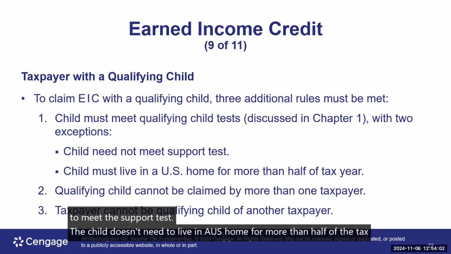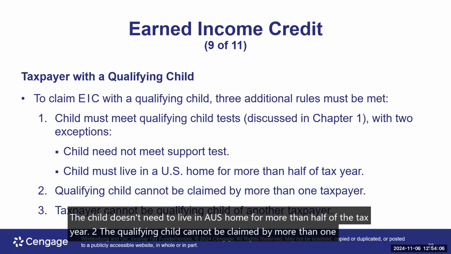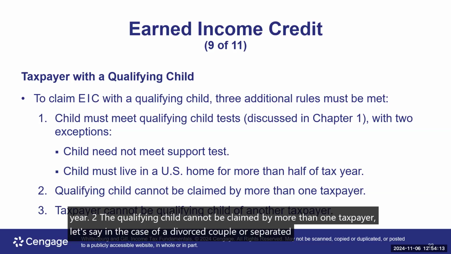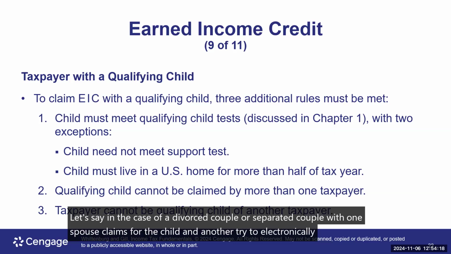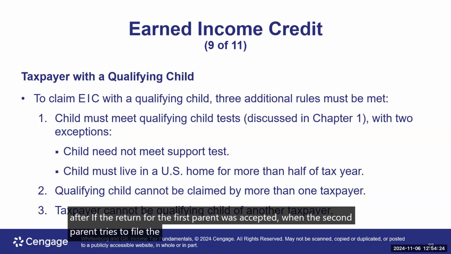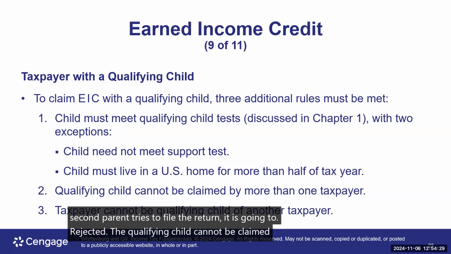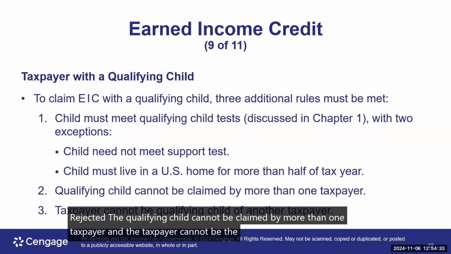2, the qualifying child cannot be claimed by more than one taxpayer. Let's say in the case of a divorced or separated couple, one spouse claims the child and the other tries to electronically file their return afterward. If the return for the first parent was accepted, when the second parent tries to file the return, it is going to be rejected.